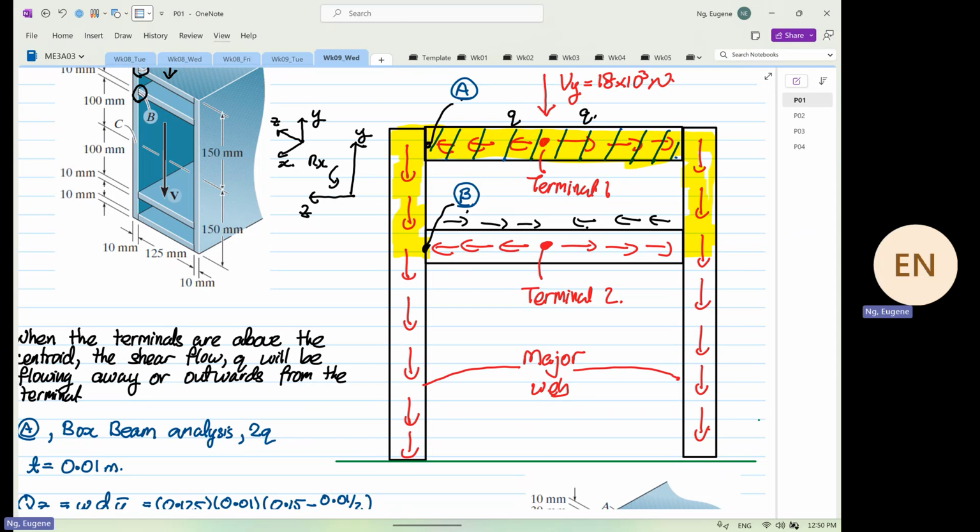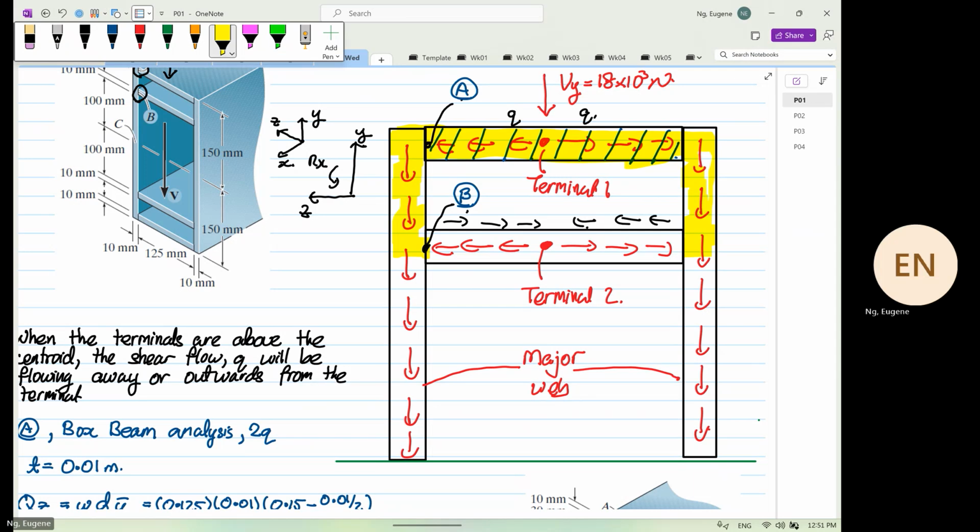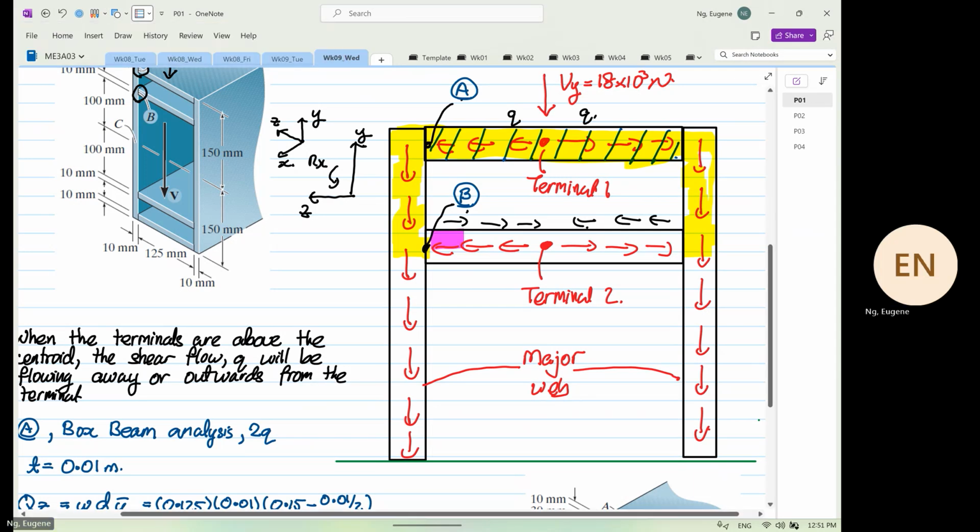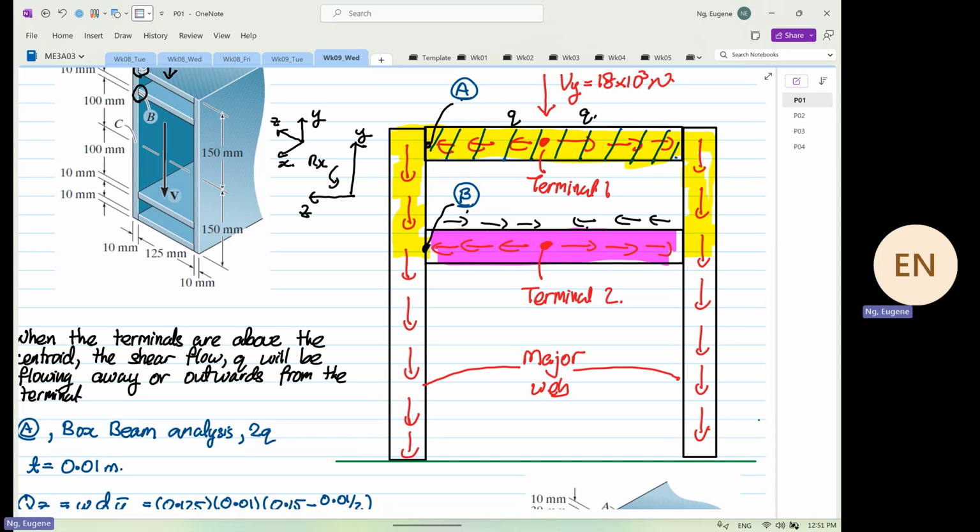Because you see how the shear flow is flowing, right? It's from point A now. Now, that's not correct. The correct area to take is this. So the one in pink, this is the correct area. Now, as I said, you don't learn this from textbooks, you learn from doing a lot of questions.